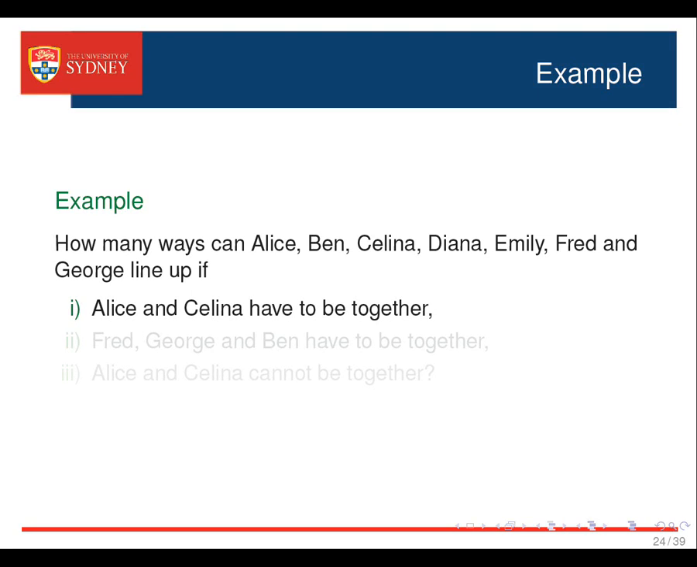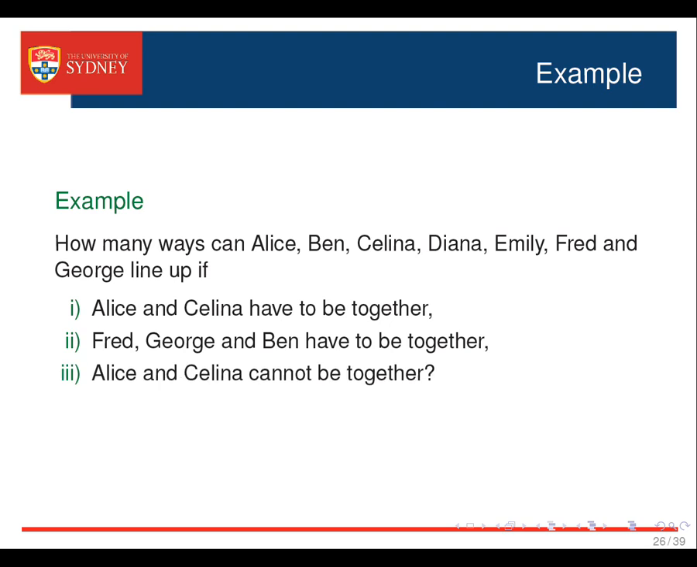Okay, so let's have a look at the next example. How many ways can Alice, Ben, Selena, Diana, Emily, Fred, and George line up if 1. Alice and Selena have to be together, 2. Fred, George, and Ben have to be together, or 3. Alice and Selena cannot be together?